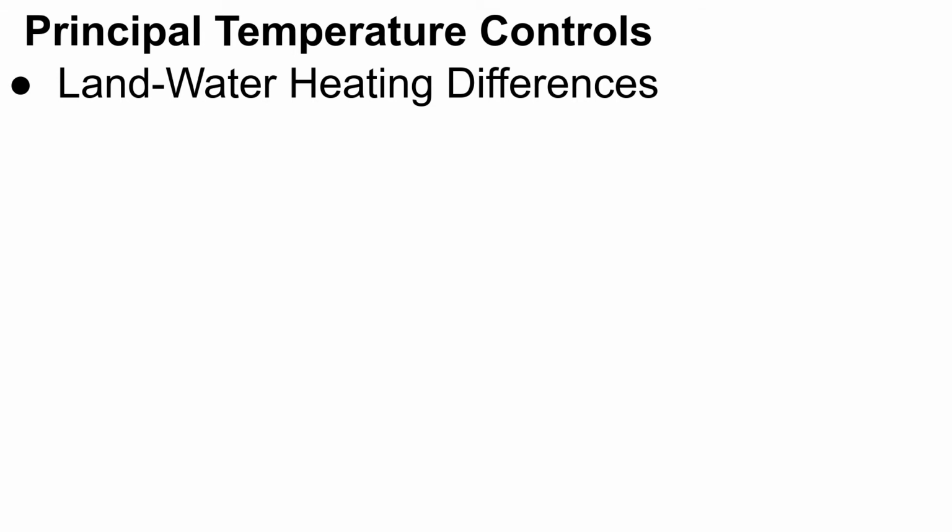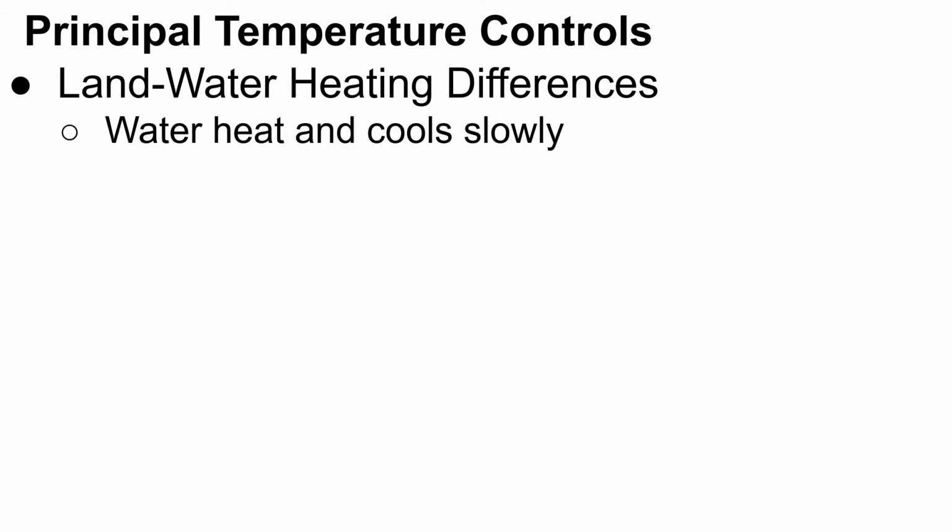Land-water heating differences refers to the differences between the way water heats up and the way the land heats up and cools off. Water heats and cools much more slowly. In fact, it takes more energy to change the temperature of water than everything else on the planet. It takes 4 times as much heat to change the temperature of water as it does to change the temperature of the land. 4 times as much heat.